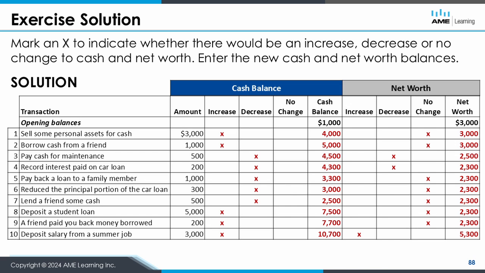And then your friend paid you back $200 of the money that they borrowed. So that likewise would increase your cash, but it would not affect your net worth. And then deposit your salary from your summer job is going to increase cash, which is the $3,000. And that's going to increase your net worth because that's revenue that's coming in that you normally get each month.